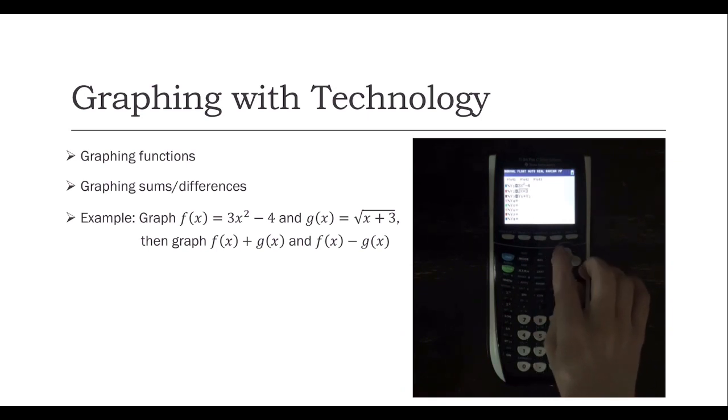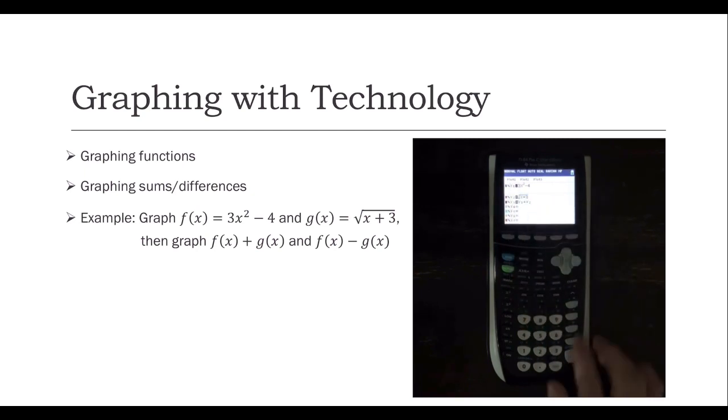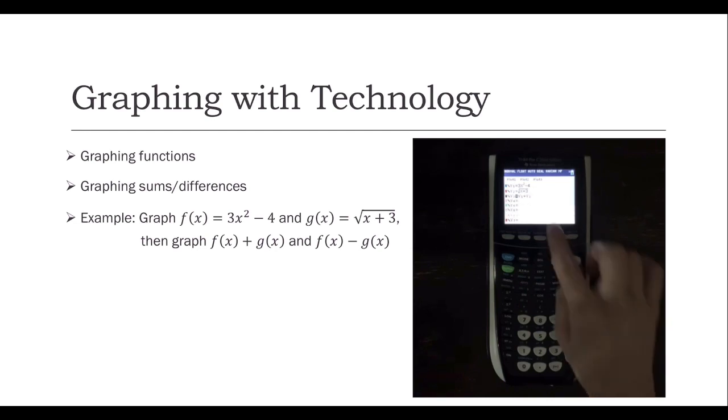And if we only want it to graph that one, we can go onto the equal sign and click enter. If it's not highlighted, then that means it won't graph it. So we're just going to graph our sum this time.